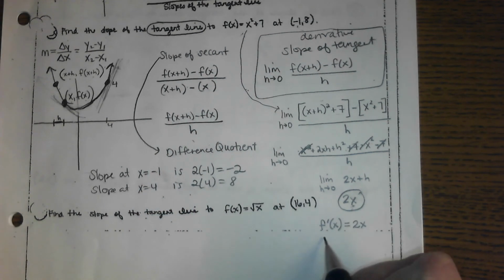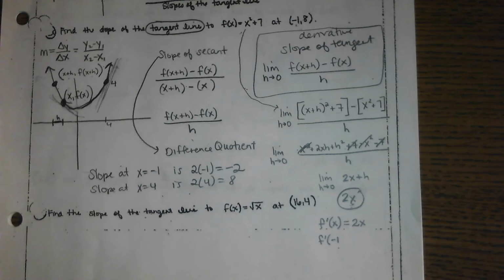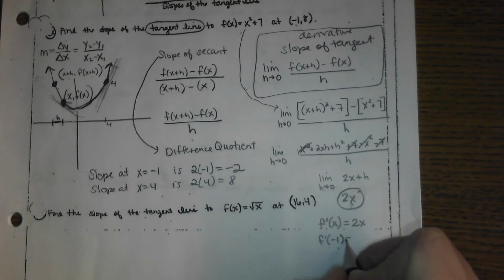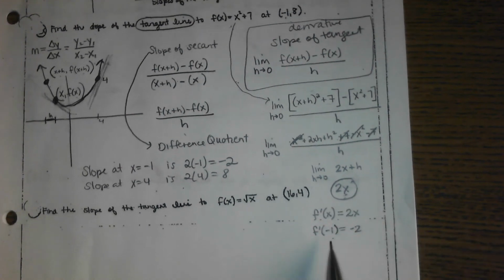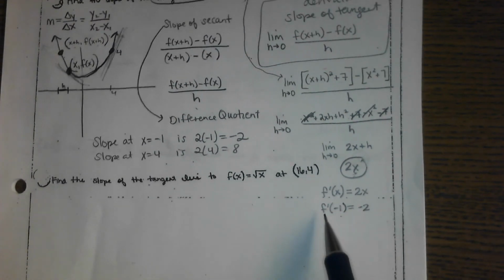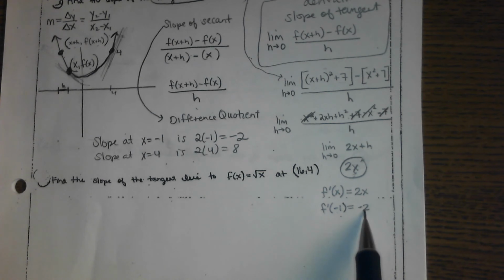So the notation for that would be f prime of negative 1 equals 2 times negative 1, which is negative 2. In human words, this says the slope of our function at an x-coordinate of negative 1 is negative 2.